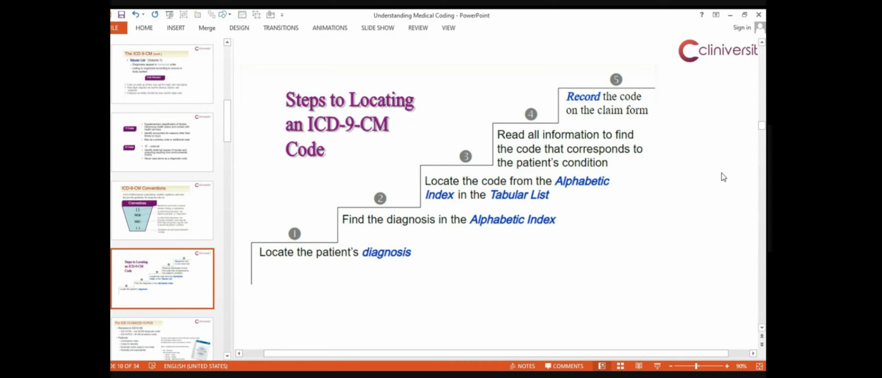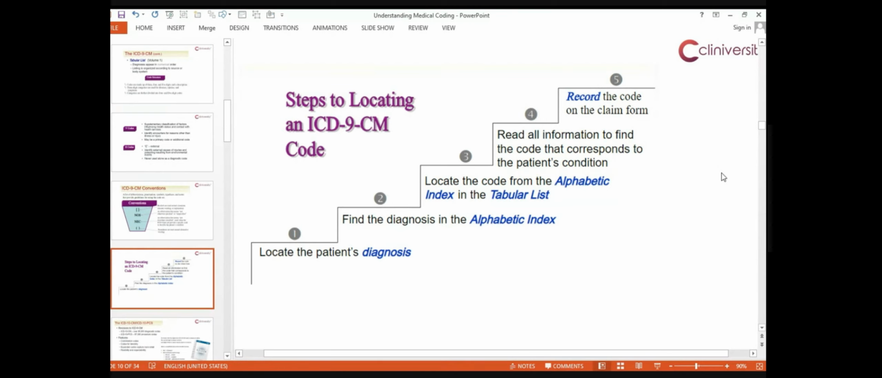Then record that particular code on the claim form, so that when this record goes to the next team, that is the medical billing team, they will cross-check the code assigned by the medical coder for this patient's diagnosis located from the patient's report. Accordingly, that billing team will approve the payment as per the code assigned to the providers or to the hospitals. Okay, so these are the steps.